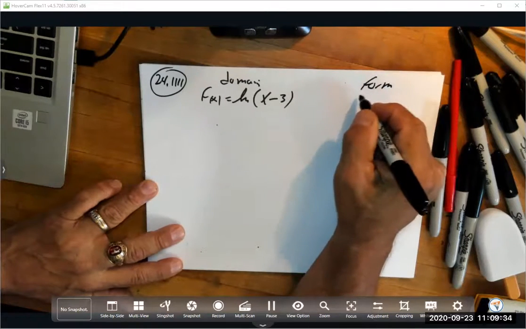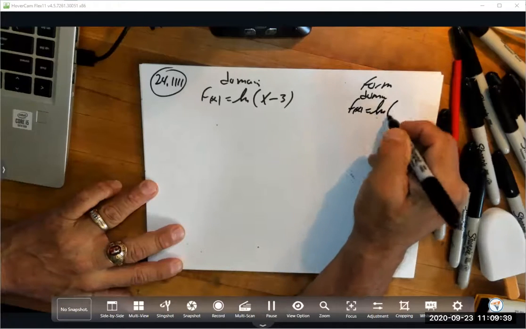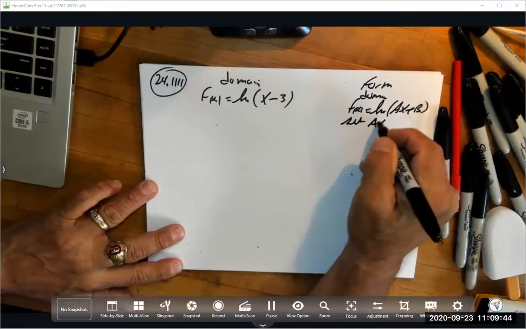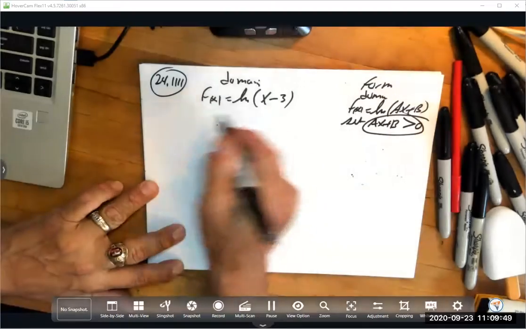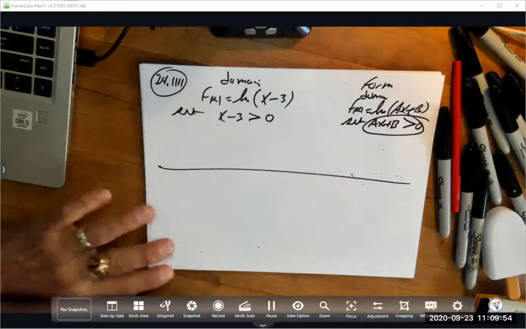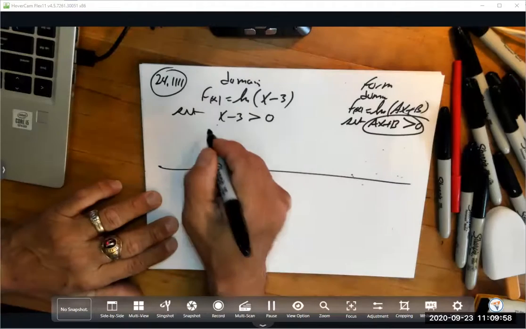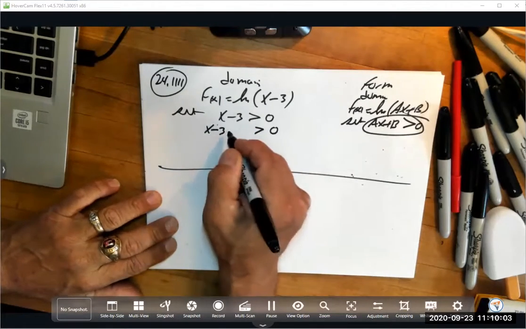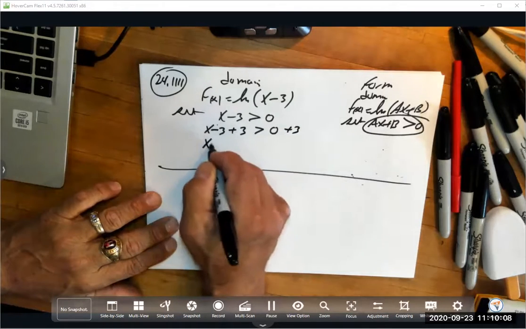The formula says the domain of f of x equals ln of ax plus b is, you set up ax plus b is bigger than 0. That's it. So this one here, I'm going to set it up. x minus 3 is bigger than 0. So everybody okay with step number 1? And then you tell me the answer. What do I do next? To get rid of negative 3, what should I do? Add 3. So this says that x is bigger than 3.